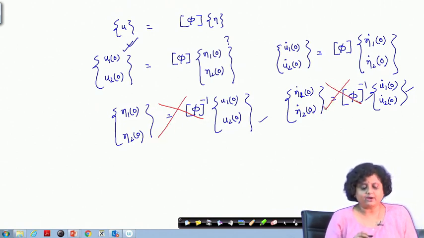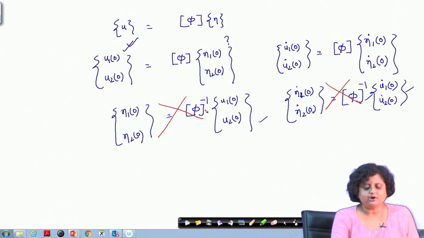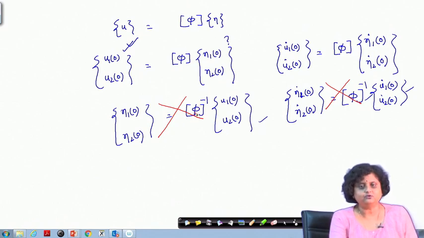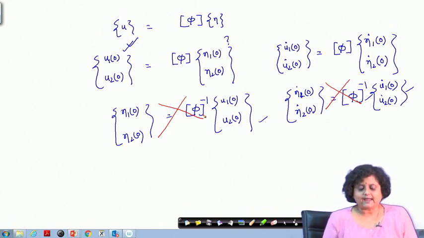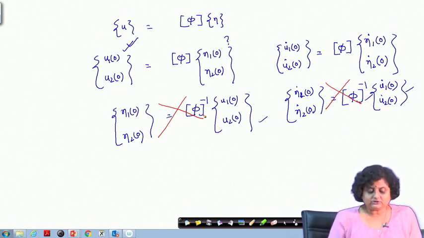It is not recommended because finding phi inverse, you need to do numerically. It is not very easy to find the inverse of a 2 by 2 matrix, or for that matter 3 by 3 or even larger matrix. It is always difficult to find the inverse. You have to use a numerical technique to find that. So, instead of that, we can find it in a much easier way.